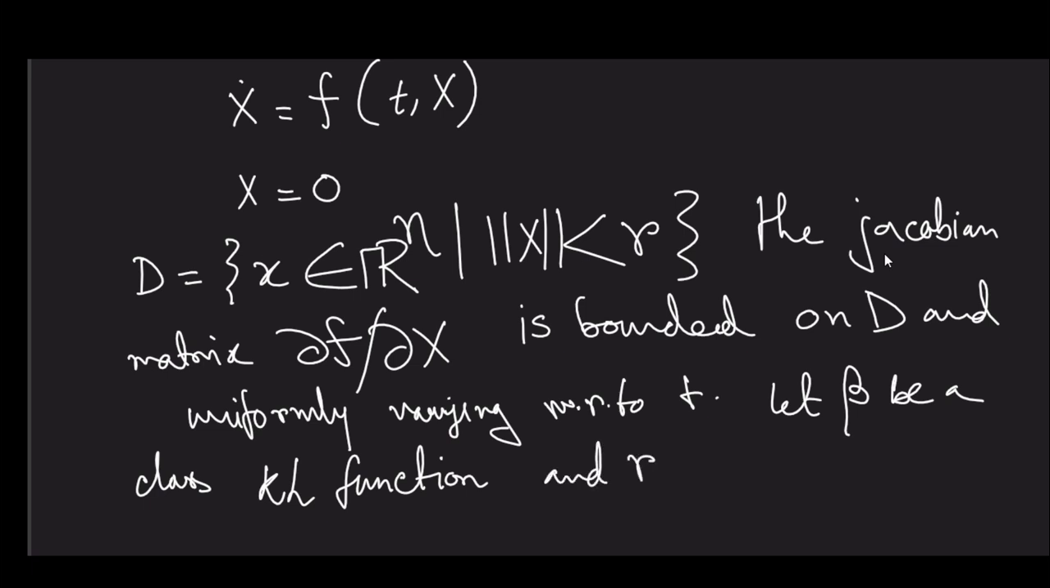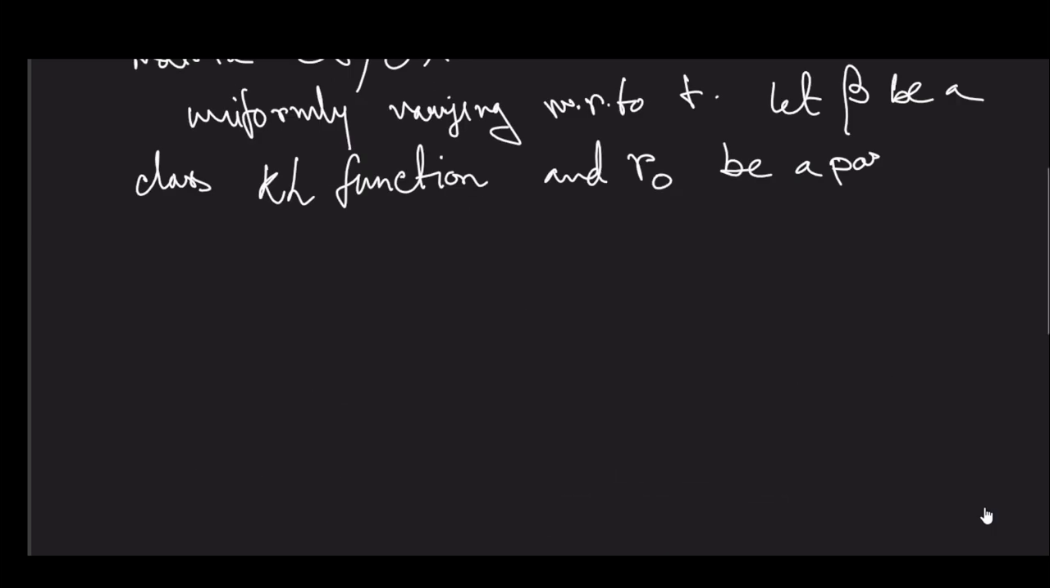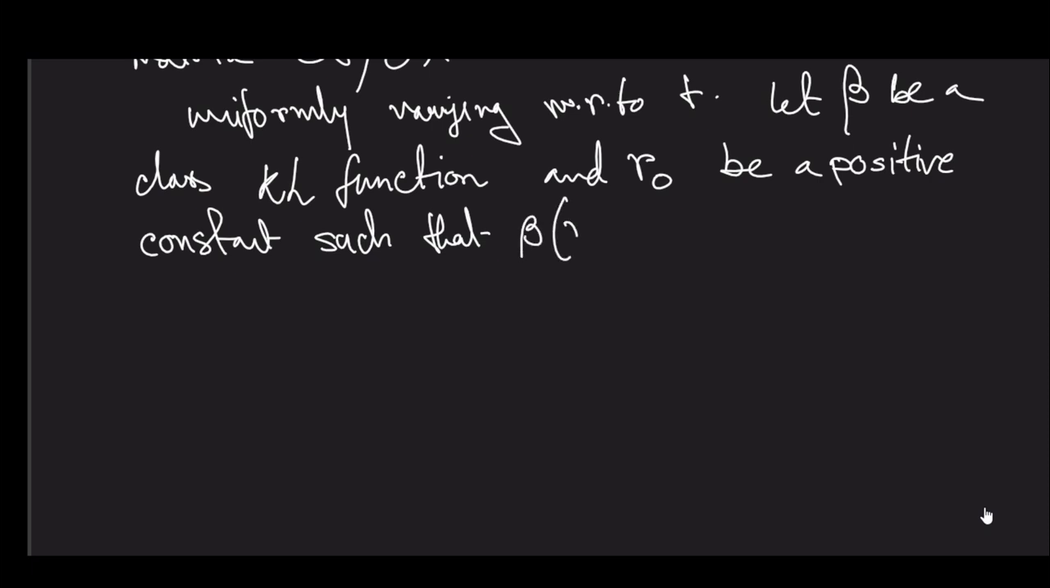and R naught be a positive constant such that actually everything almost remains the same. The objective of writing this is to help you understand Massera's lemma, right?